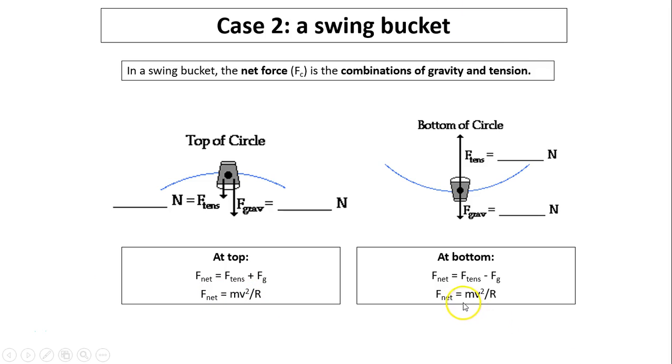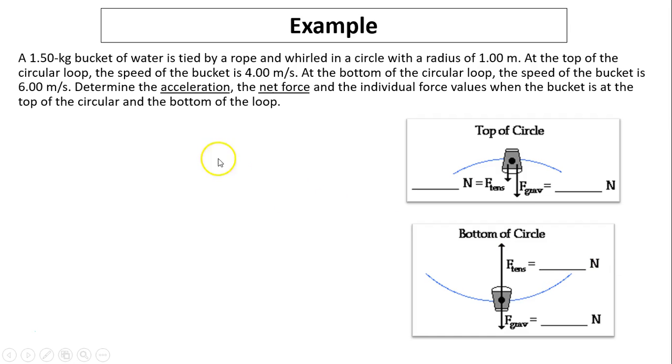On the bottom, the centripetal force is the difference between tension and gravity. It's going upward because it has to go toward the center of the circle. So net force is tension minus Fg. F net equals mv squared over r.